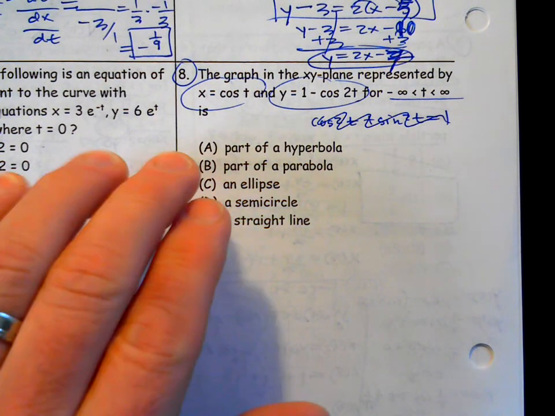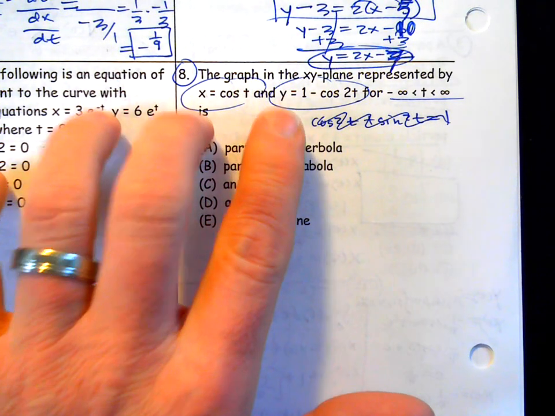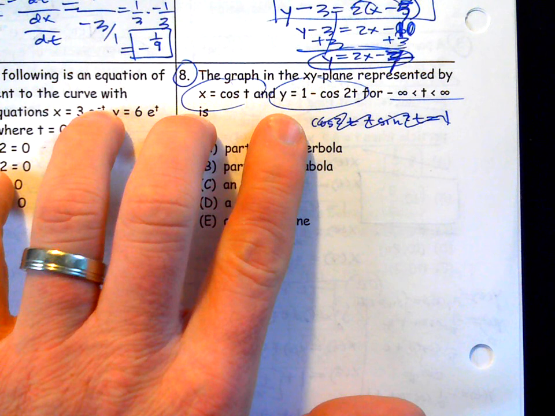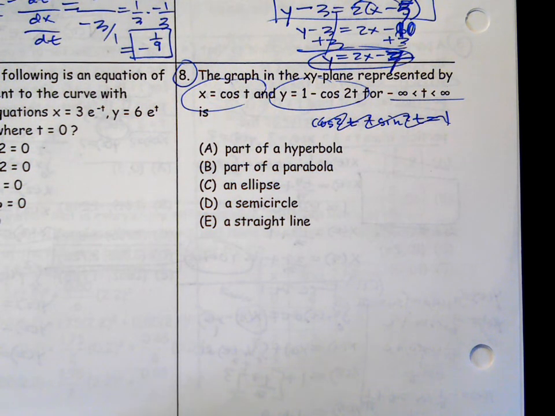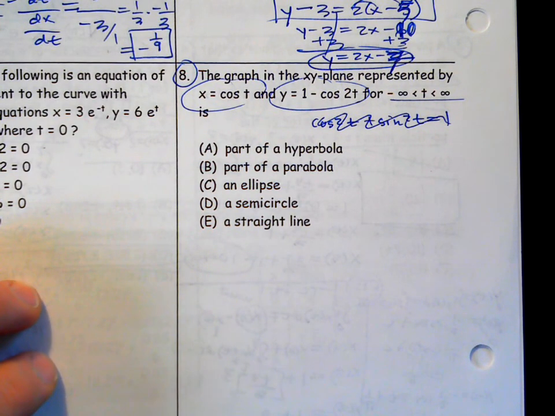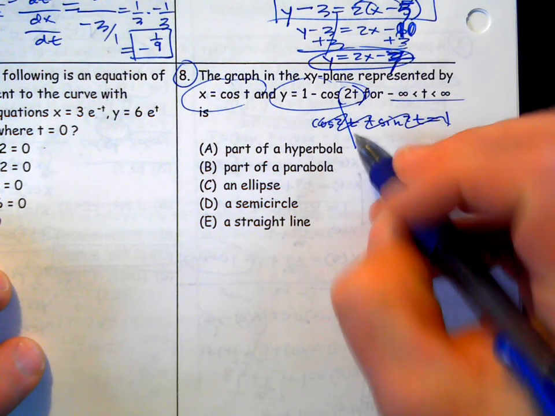What we want to do is try and get an equation with just x's and y's. So we want to somehow get rid of the t's, which means we usually want to do some form of substitution, maybe trig identities also. This one's kind of tricky. I apologize. This is a double angle. You've got to use the double angle identity.